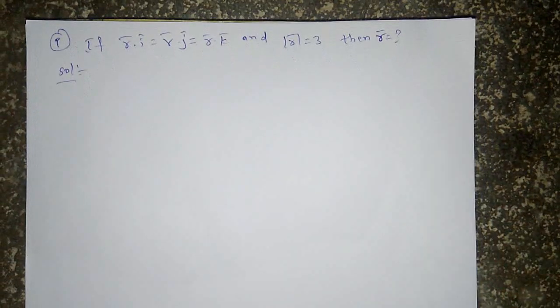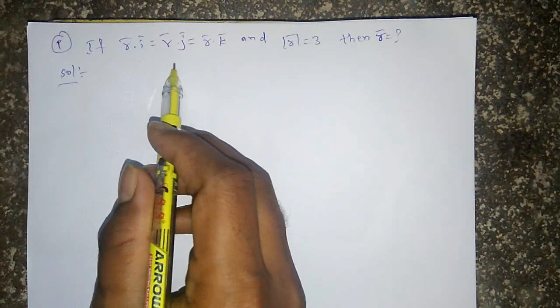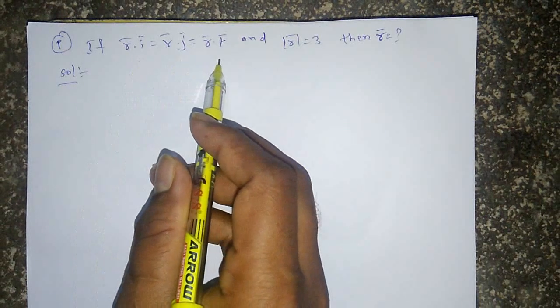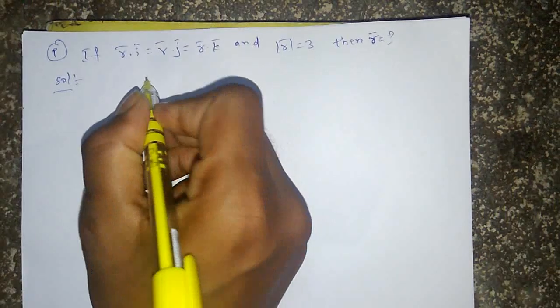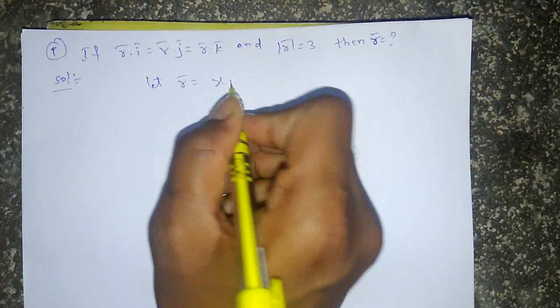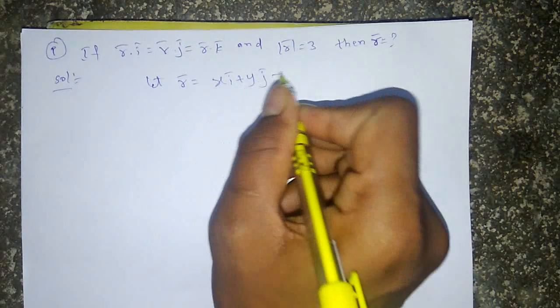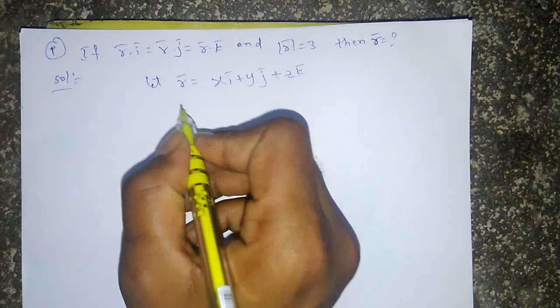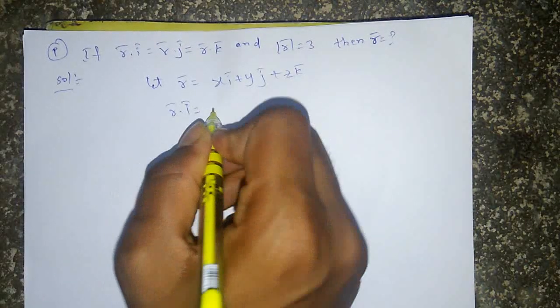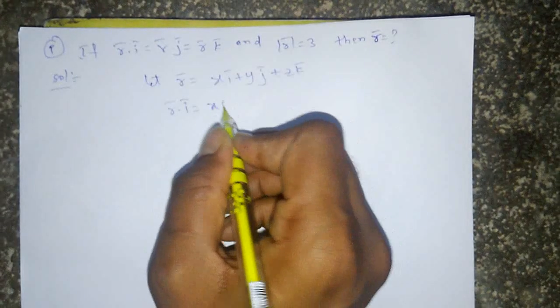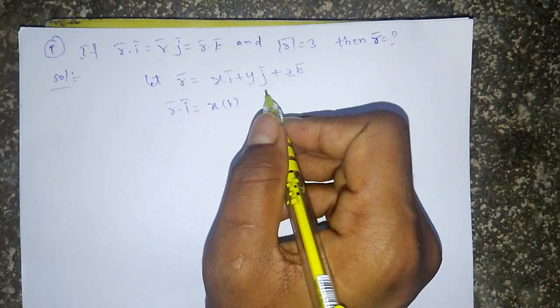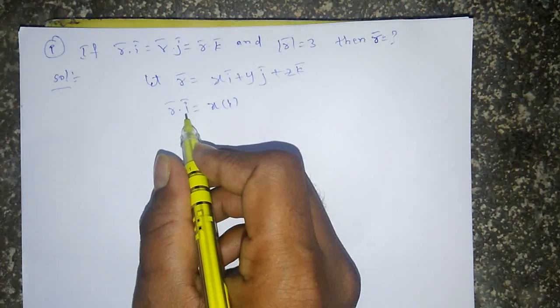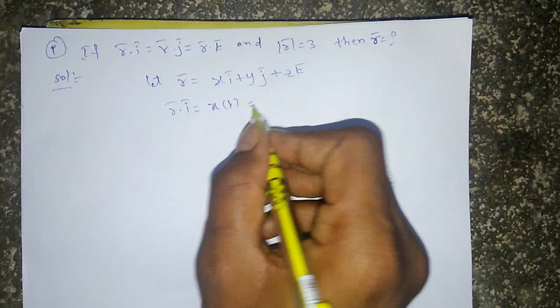Our next problem is: if r bar dot i bar is equal to r bar dot j bar is equal to r bar dot k bar, and mod r bar is equal to 3, then find r bar. So let us take r bar as xi plus yj plus zk. Now r bar dot i bar, the dot product, will give x into i bar dot i bar, that is 1, and y into j dot i, which is 0, k dot i is 0, that is equal to x.